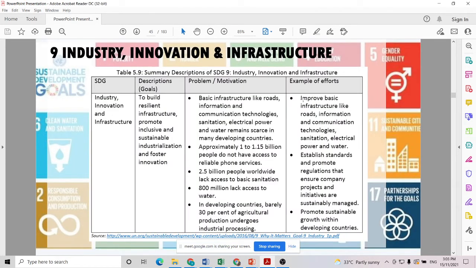The effort is to improve basic infrastructure like roads, information, communication, sanitation, electrical power and water. And then you have established standards that promote regulation to ensure company, project and initiative are sustainably managed. And lastly, you need to promote sustainable growth within the developing country. So that is regarding industry, innovation and infrastructure.